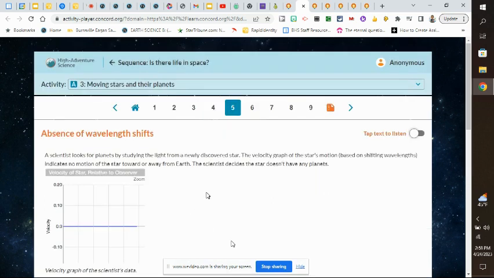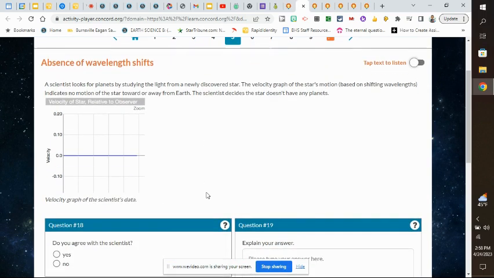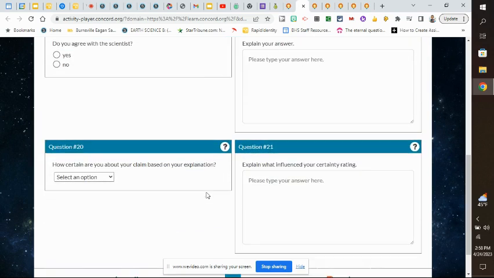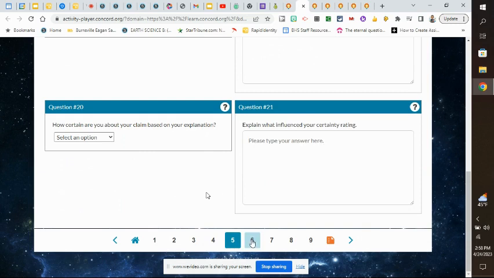Page 5 is the absence of wavelength shifts. So scientists look for planets by studying the light from a newly discovered star. The velocity graph of the star's motion indicates no motion of the star toward or away. The scientist decides the star doesn't have planets. Do you agree with the scientists? And go ahead and answer the questions.